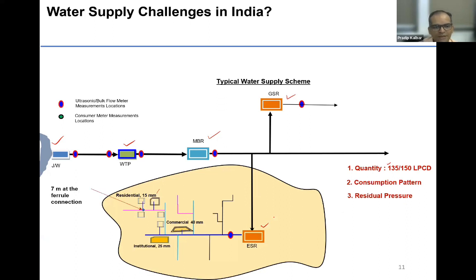So the residual pressure criterion is 7 meters. I have not seen any DPR using more than this 7 meters criterion, and we have not achieved 7 meters. If you go and measure pressure across the city, I have not seen many cities achieving 7 meters, first of all. So we have to investigate first why we have not achieved 7 meters of pressure.